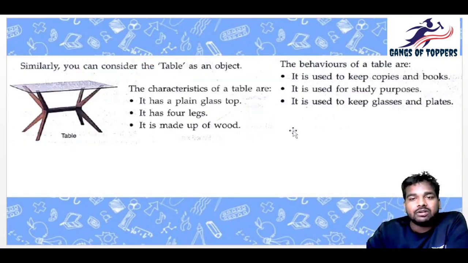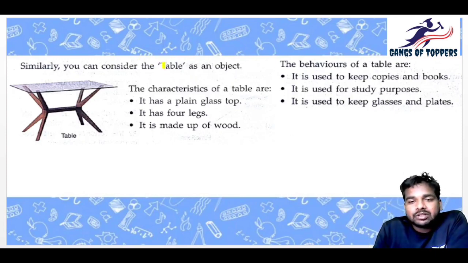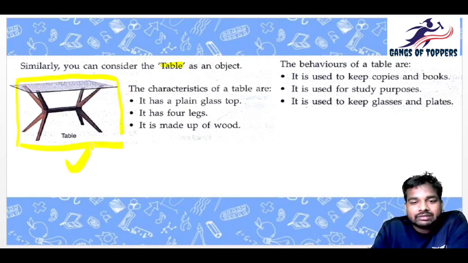Okay. Now after that we'll take one more example, the table. So the best example is the table. By looking at this table, we can see some characteristics, means the specification of the table. First specification, by looking at the surface, it has a plain glass top. So this is a characteristic of the table.